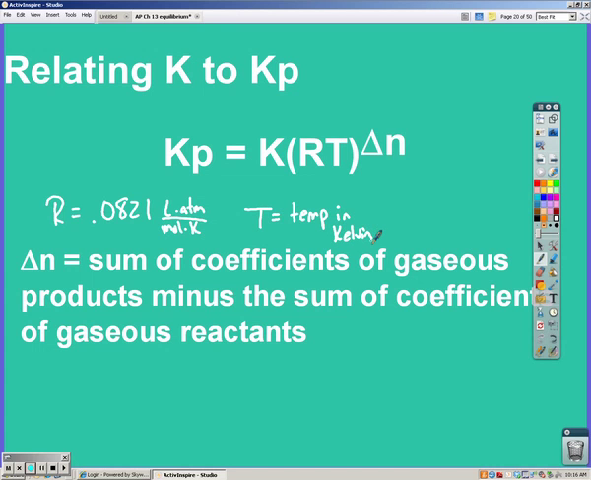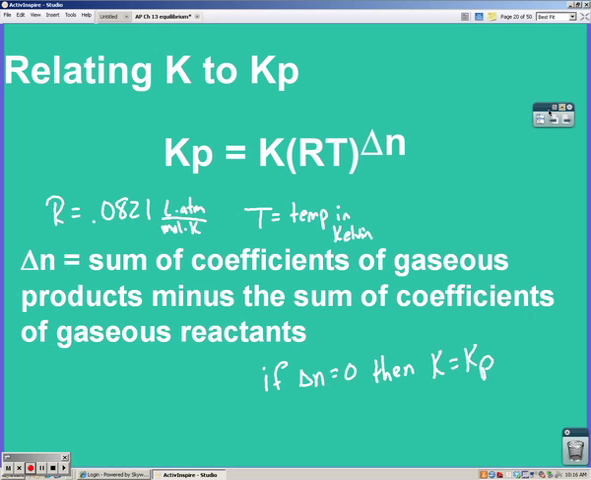And delta N is the sum of the coefficients of the gaseous products minus the sum of the coefficients of the gaseous reactants. So it's gas products minus gas reactants. If delta N is equal to 0, then K equals Kp, because the RT to the delta N would cancel itself out.